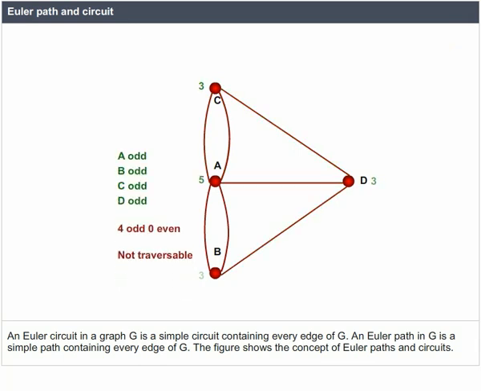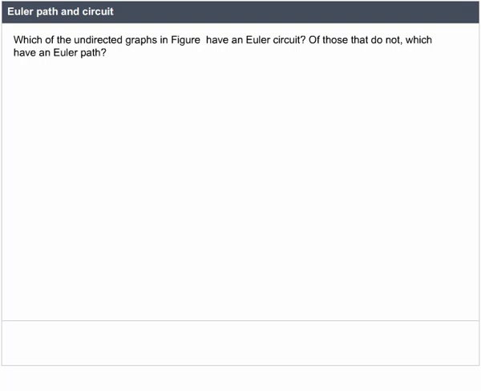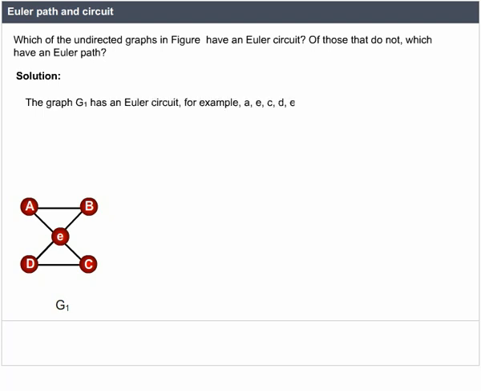Which of the undirected graphs in the figure have an Euler circuit? Of those that do not, which have an Euler path? Solution. The graph G1 has an Euler circuit. For example, A, E, C, D, E, B, A.